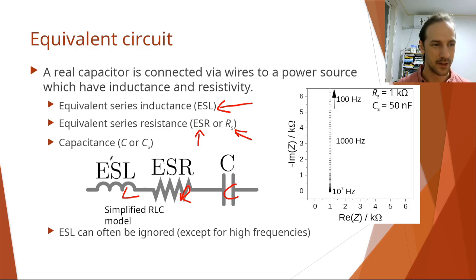But usually this ESL, so the inductance, can be ignored except for high frequencies. So this is only going to affect our measurement at high frequencies. At low frequencies we can say it's 0. If we take a look at this graph here on the right hand side, you can see we have a 1 kilo ohm series resistance and a 15 nanofarad series capacitor. And usually, because we work with capacitors more than with inductors, we put this negative sign over here. So the imaginary part is negative, so instead of going down, it is going to go up.